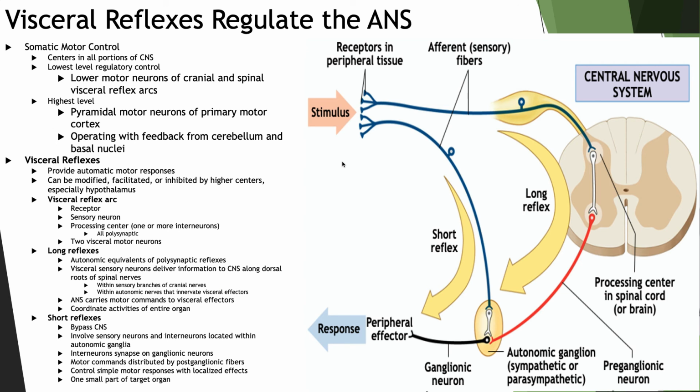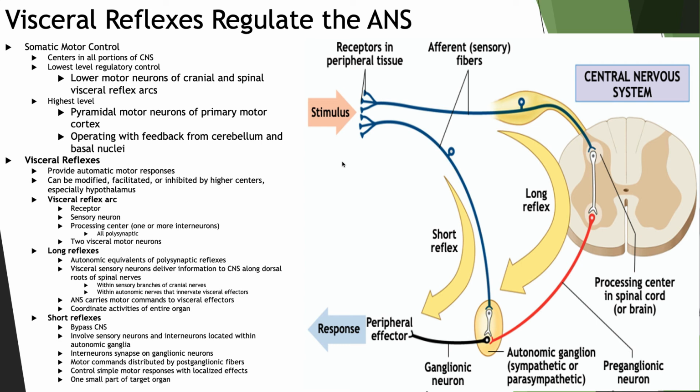Recall that the centers involved in somatic motor control are found in all portions of the CNS. The lowest level of regulatory control consists of the lower motor neurons involved in cranial and spinal reflex arcs. The highest level of control consists of the pyramidal motor neurons of the primary motor cortex, operating with feedback from the cerebellum and the basal nuclei.